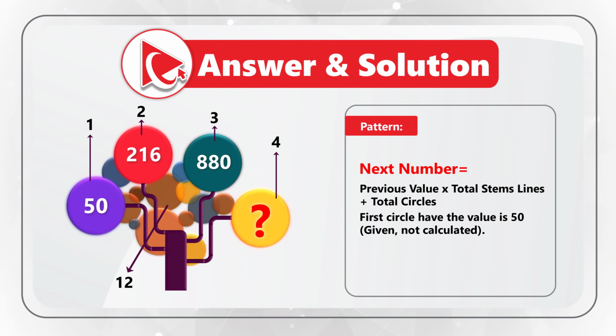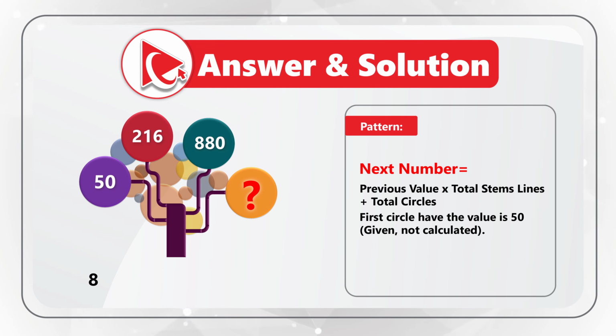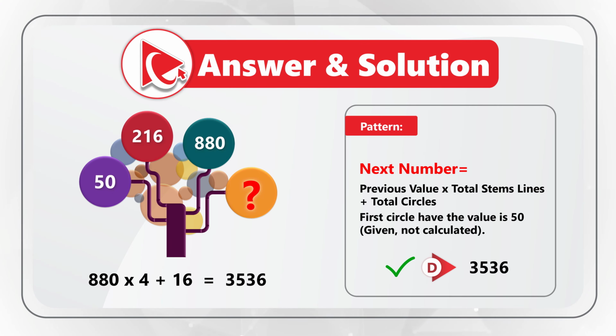Now we have all of this information and we can calculate the missing number. It is calculated as 880 multiplied by 4, then we add 16, and the end result of this is 3536. So the correct answer here is choice D, 3536.